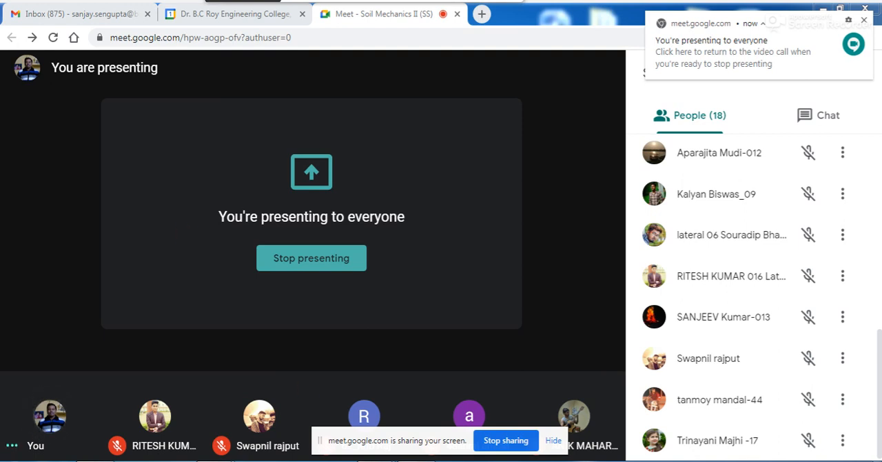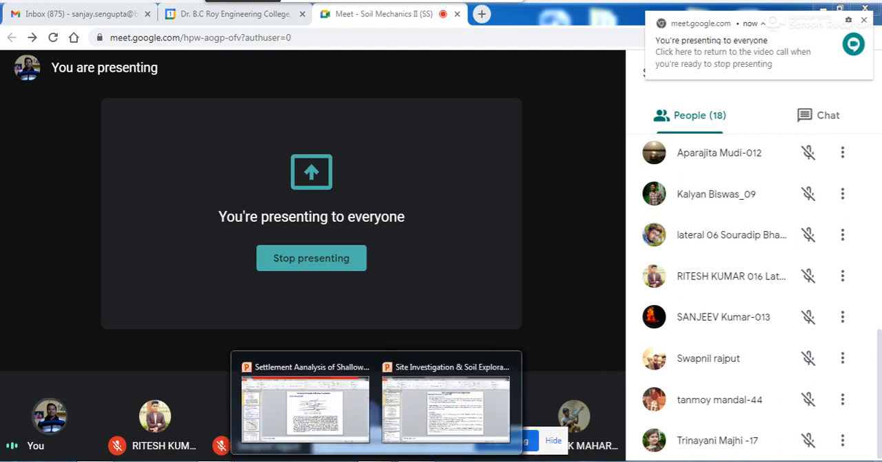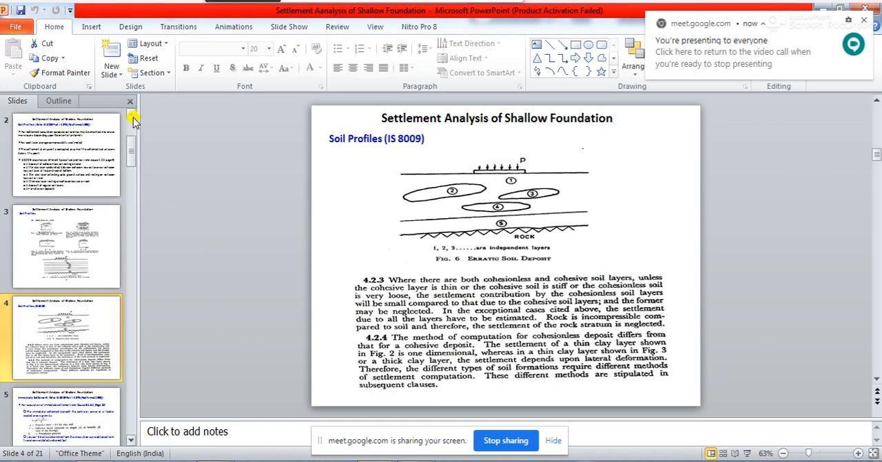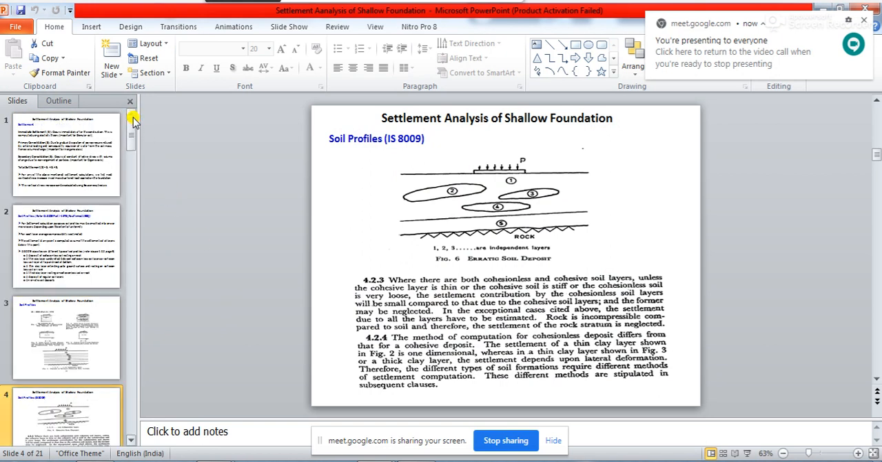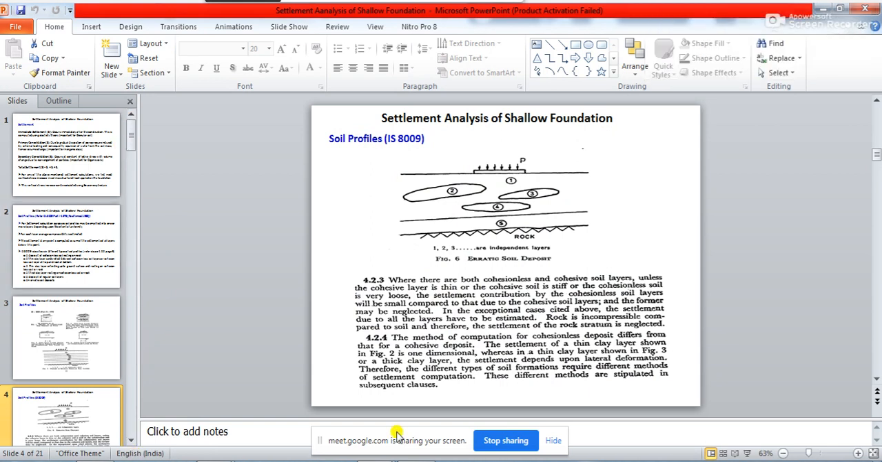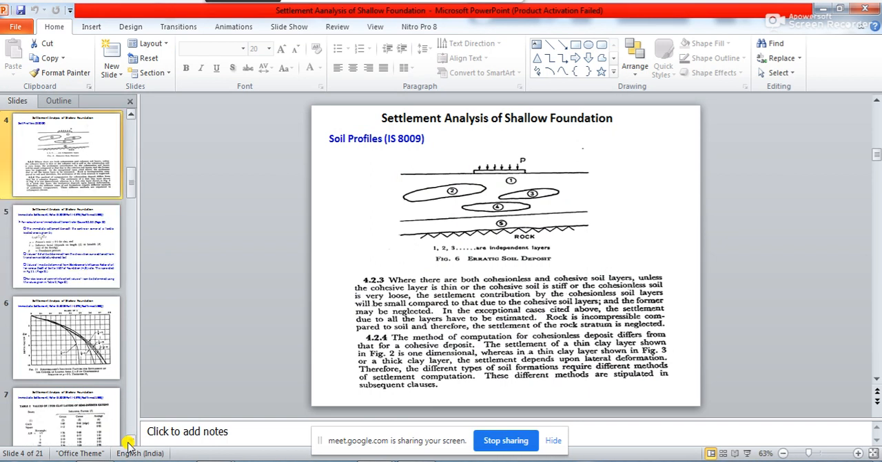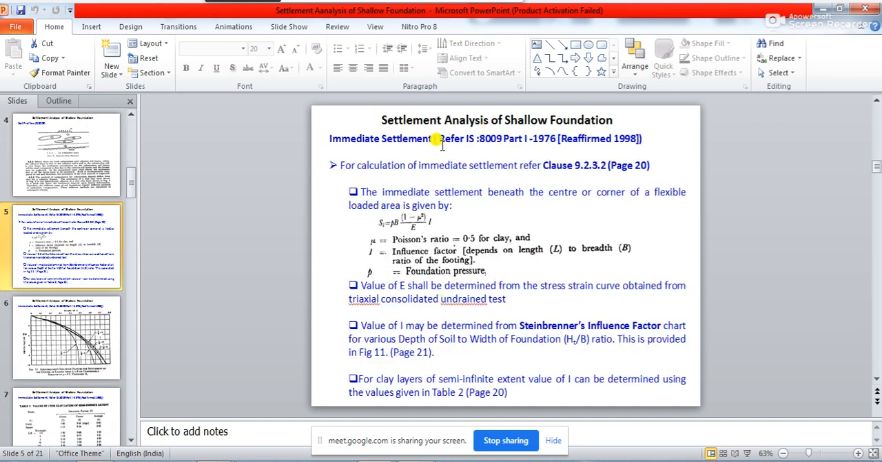In the previous class we were discussing settlement of foundation. In the first class we discussed different soil profiles and other things, and then in the next class we discussed the calculation of settlement for shallow foundation, when the soil under the base of the footing is either cohesionless soil or cohesive soil, whatever it may be.